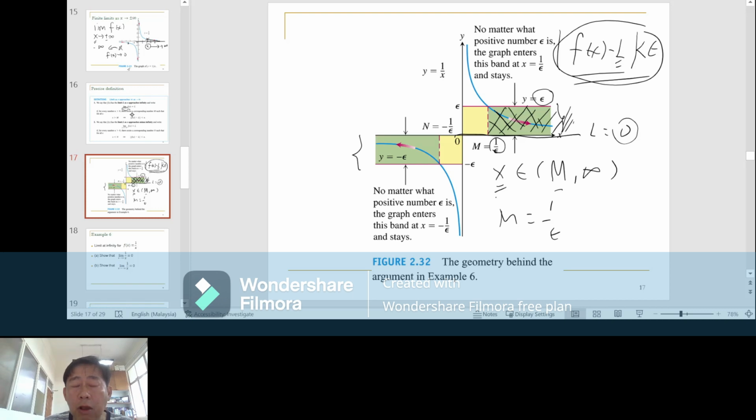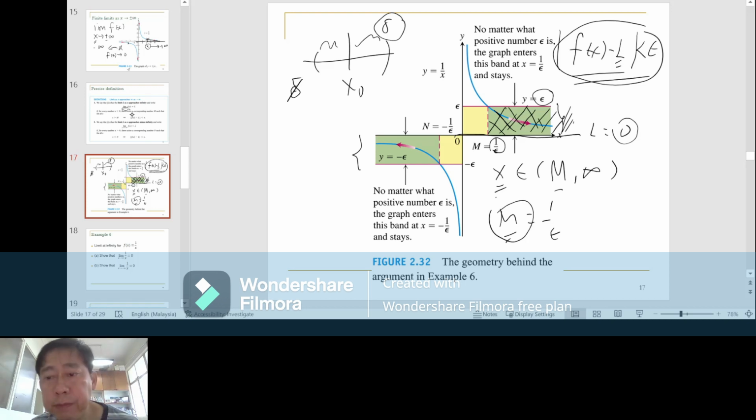Okay, so in the case of the internal limit where x is tending towards x naught from both left and right, the delta interval is written in this form. Whereas in the case of an infinite limit, you don't have delta, but you have m. So here you write delta in terms of epsilon. Here you write the value of m in terms of epsilon as well. But the way you specify the interval is slightly different.